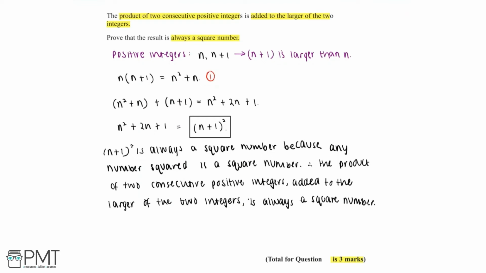We get the second mark for adding this value to the larger of the two integers, and for doing n squared plus n plus n plus 1 is equal to n squared plus 2n plus 1. And we get the third and final mark for realising that this is equivalent to n plus 1 all squared, and for writing a final conclusive statement that the result of the product of the two consecutive positive integers plus the larger of the two integers will always be a square number because n plus 1 all squared is a square number, allowing us to get the full 3 marks needed in this question.